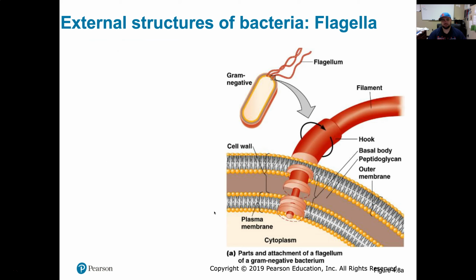Here's an example of a structure that is protein-based. Basically, it's made up of a series of proteins. So flagella. Flagella are these long filaments that help bacteria move from one area to another. They propel themselves. Not all bacteria have them. Some do, but others don't. Humans, the only cells that have true flagella are sperm. Everything else typically has either cilia or microvilli, something similar.